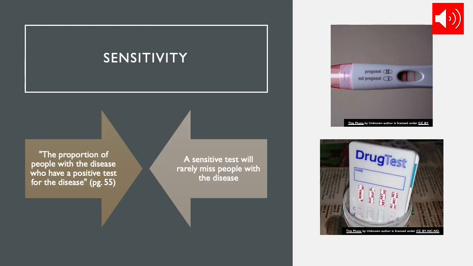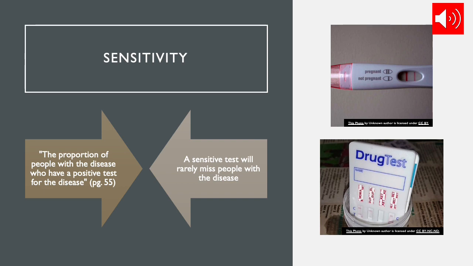Let's talk about sensitivity. The definition of the sensitivity of a test, from your book, is the proportion of people with the disease who have a positive test for the disease. So we're talking about people who have the disease. A sensitive test will rarely miss people with the disease.